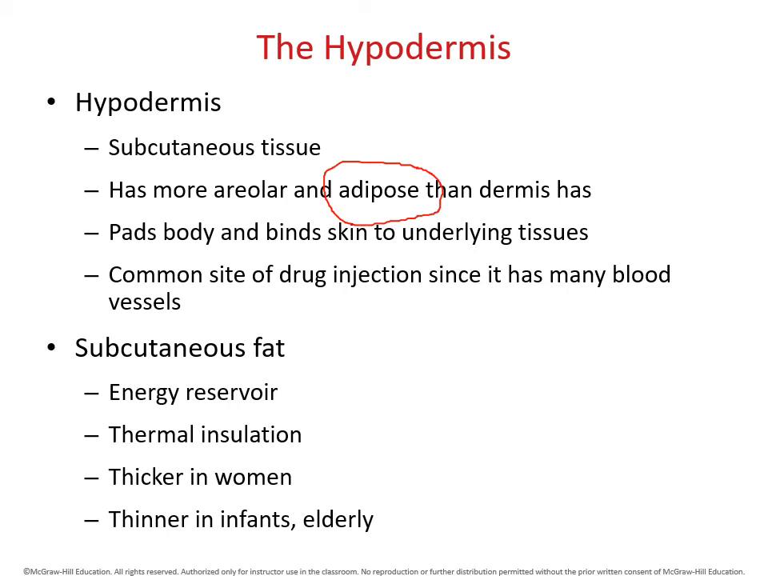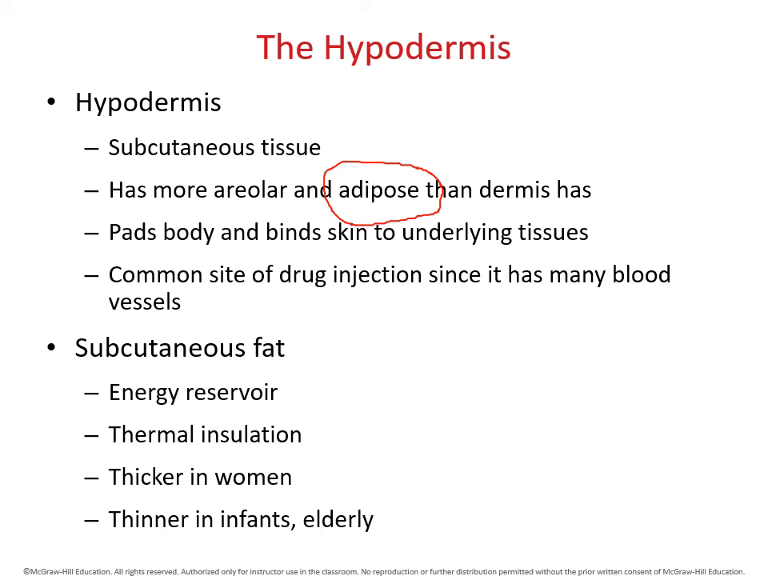And that's because it has a padding effect as well as a binding effect of allowing the skin to kind of adhere to its different sublayers. The hypodermis is the site of lots of vaccinations, and that's because it has an abundance of blood vessels there so that the medicine can quickly circulate throughout the rest of the body.